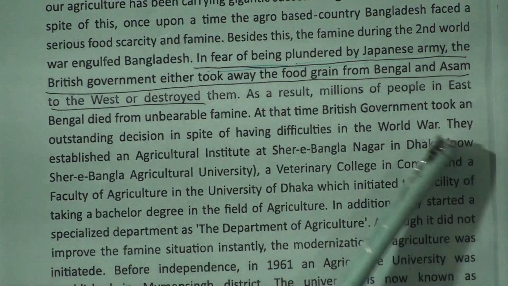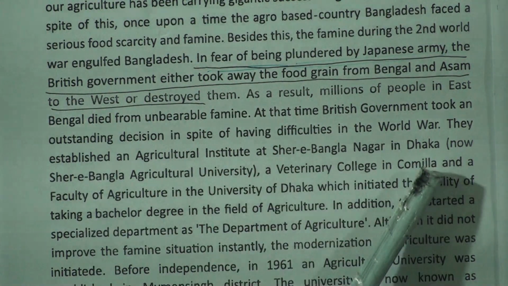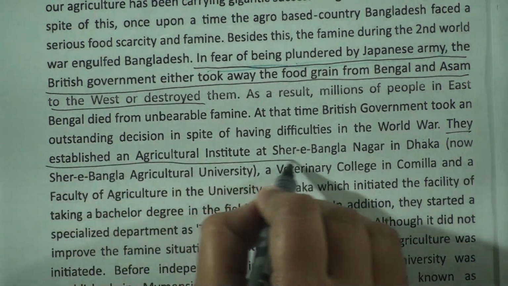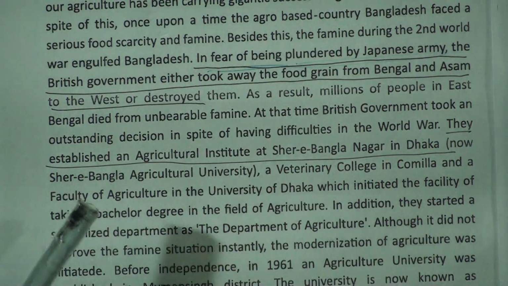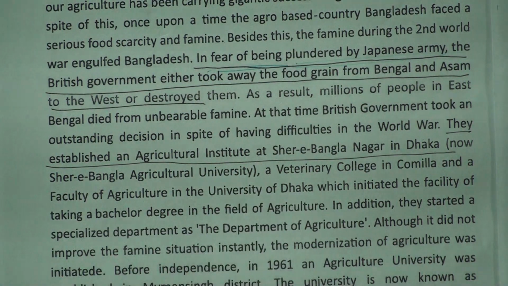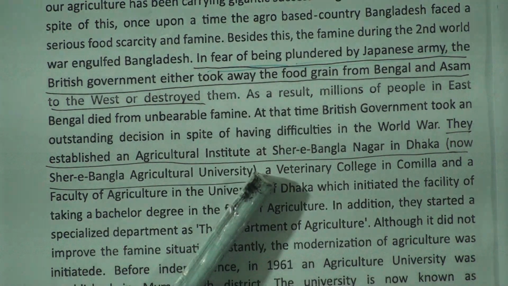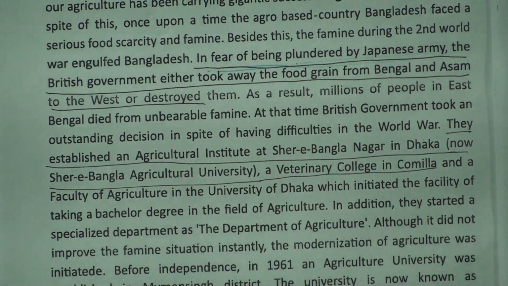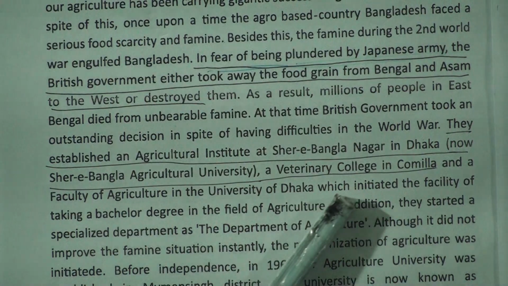And what is it? Now look, they established an agricultural institution at Shere Bangla Nagar in Dhaka, and this one is now Shere Bangla Agricultural University. And they also established a veterinary college in Cumilla, that means the hospital of the animals, and a faculty of agriculture in the University of Dhaka.